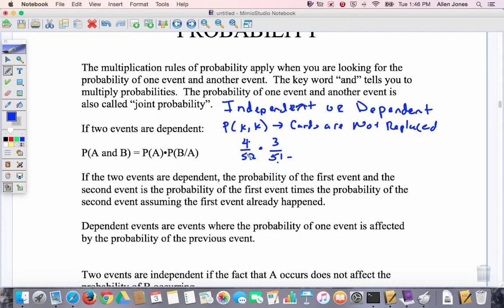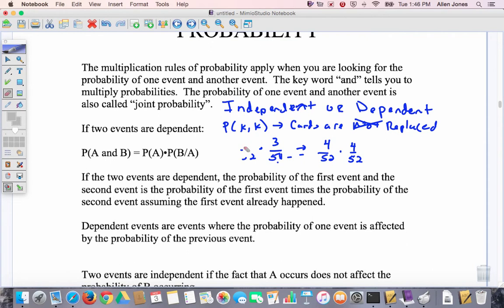Since it's a dependent event, we did not replace that card, so to move on to the second event, it had to be a king. There's only 3 kings left, 51 total cards left. If those 2 events were independent, then our cards would be replaced. So our probability of drawing a king would be 4 out of 52. Once we drew that card, we put it back in, so there's still 4 kings left and 52 total cards. So our probability from one event to the next does not change, whereas with dependent events, it does change.